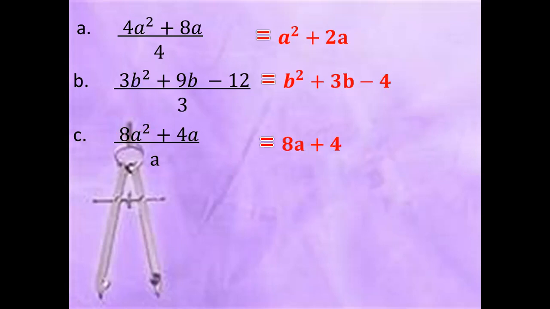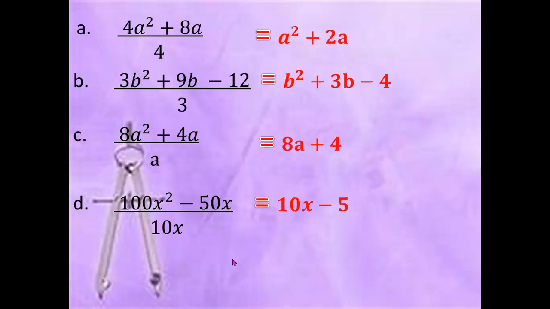All right. Letter D, Jom Jam, what is your answer? 10x minus 5. All right, very good, 10x minus 5. Why 10x? Remember, 50 divided by 10 is 5, and x divided by x is 1. So therefore it will be only 10x minus 5. Very good.